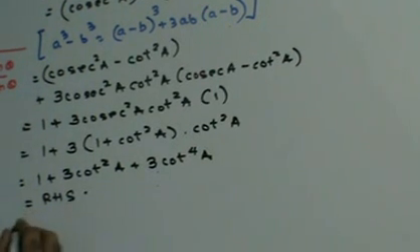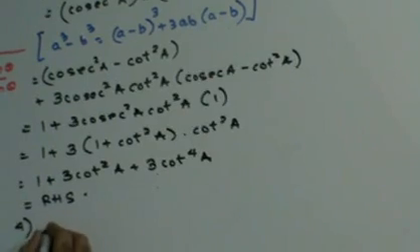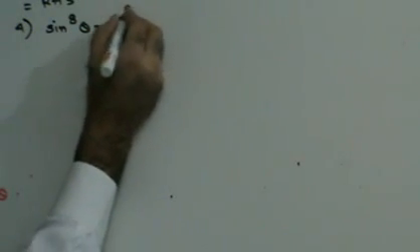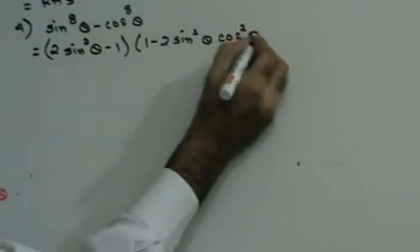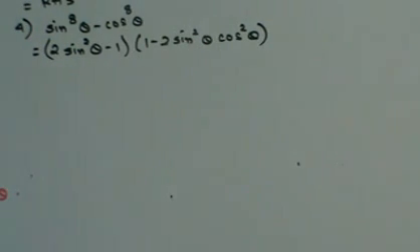Next, let's see the next sum, guys. Prove that sin raised to 8 theta minus cos raised to 8 theta is equal to 2 sin square theta minus 1 into 1 minus 2 sin square theta cos square theta. Let's see how we do this.